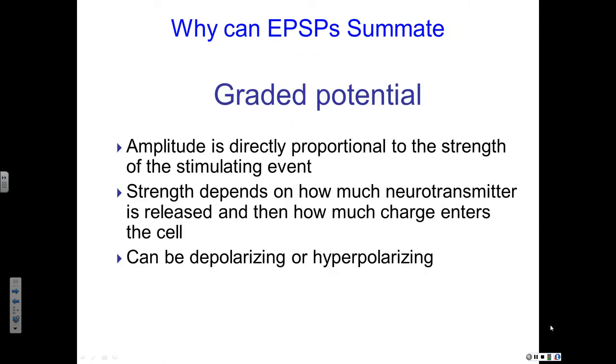Amplitude here means how high it is. Is it 15 millivolts, plus or minus 15 millivolts, et cetera? And it's directly proportional to the strength of the stimulating event. That is, how many neurotransmitters did I release, and how many receptors did I have in the postsynaptic junction to do the business?